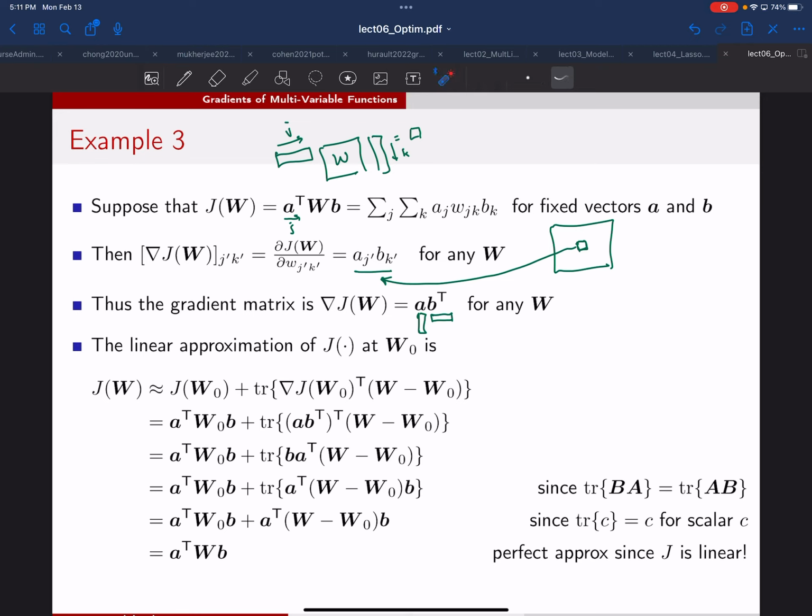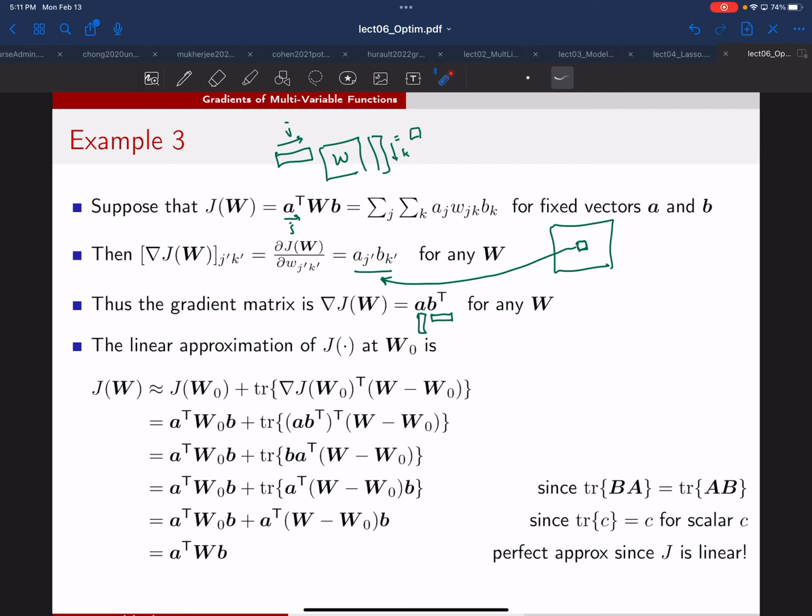So that's the structure of the gradient matrix in this case. This is a full matrix of A times B transpose. Sometimes this is called the outer product rather than the inner product. Okay, is everybody good on this?